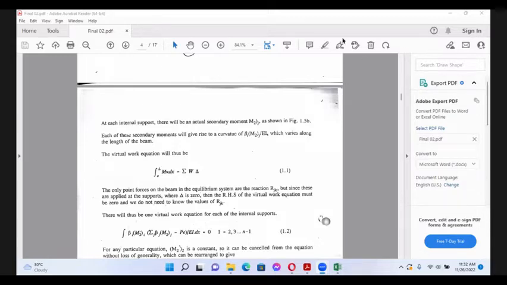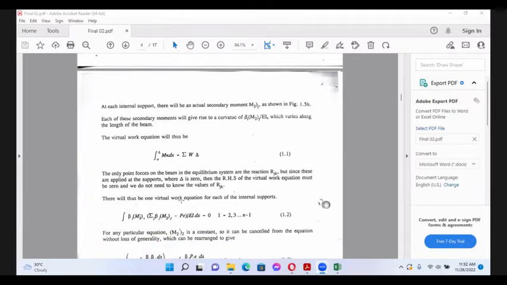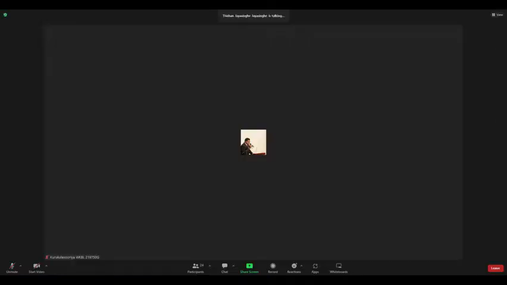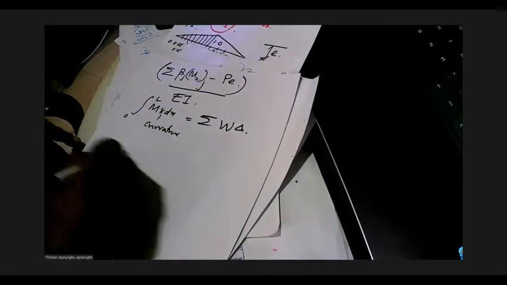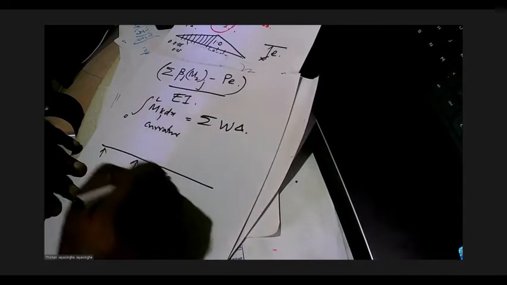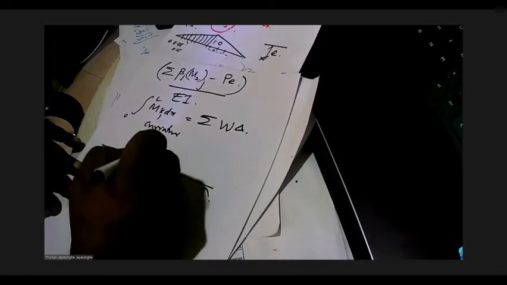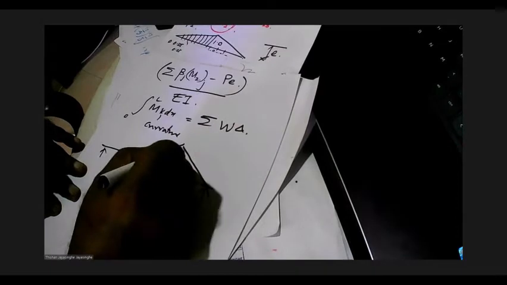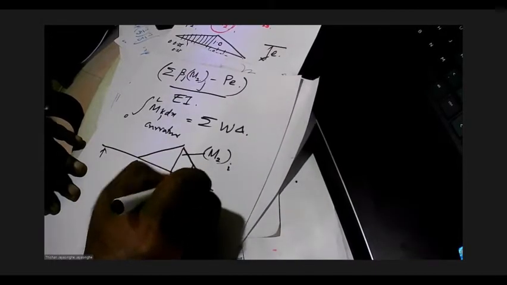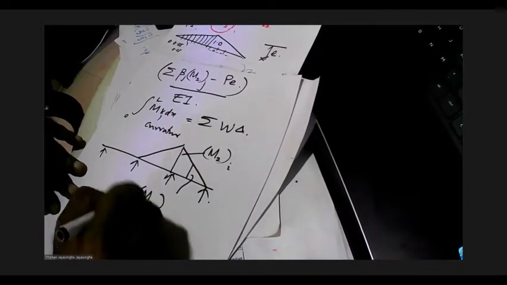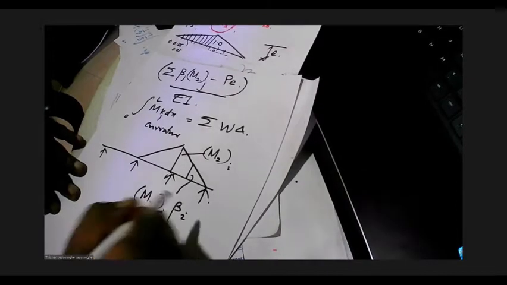Basically, we can write an equation like this, and we see how we can make use of virtual work to do that. So what we do is, we can see that we have a system with supports, and we can have the secondary moment M2 at the ith support. At any location, M2 is written as M2i multiplied by beta i.